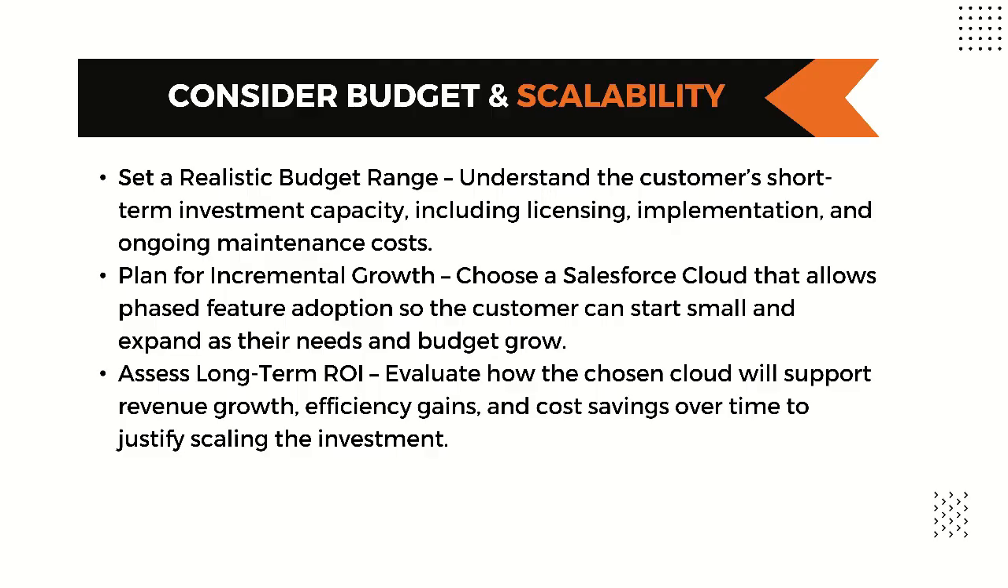Plan for incremental growth. Don't just buy all the licenses right away, right? Go for a phased feature adoption. It will be easy for the business to handle the investments. At the same time, the user adoption will be really nice. With a phased feature adoption, a customer can start small and expand as their business needs and budget grow, right?